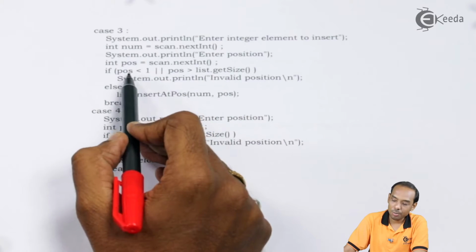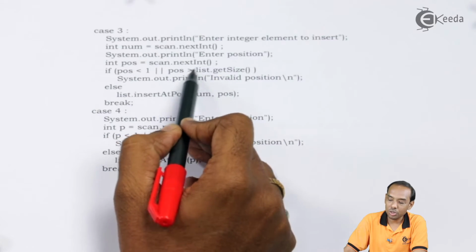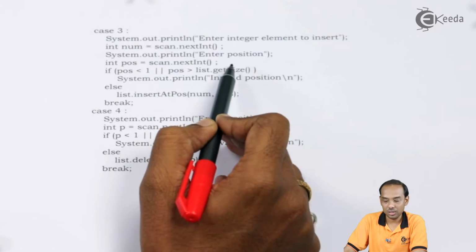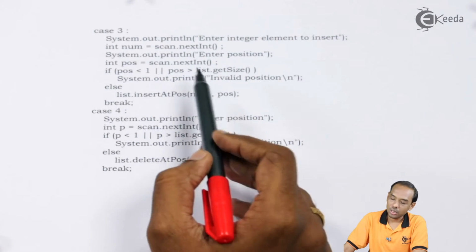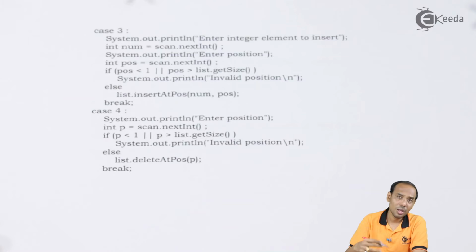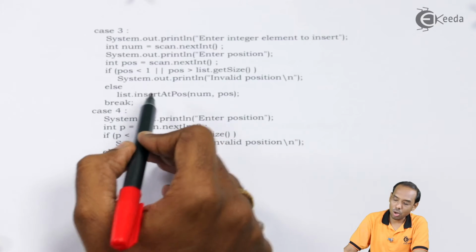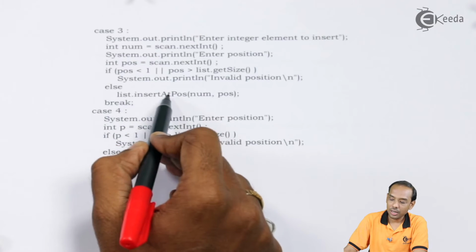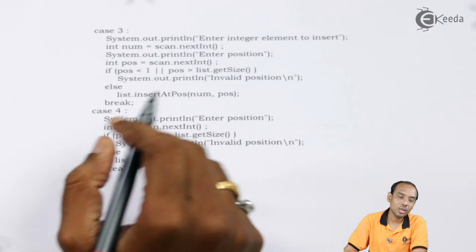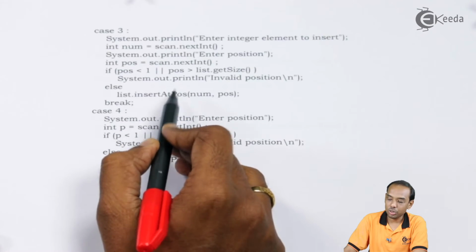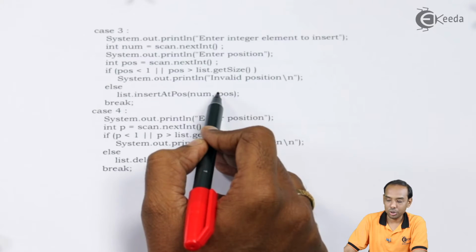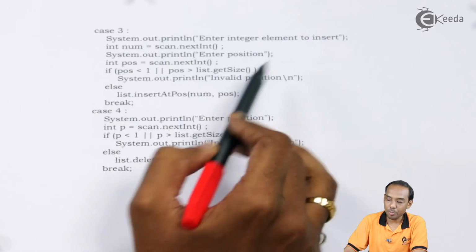So I need to check whether position is less than 1 or position is greater than list dot get size. Okay, if it is greater than size or if it is less than the start position, in that case it is an invalid position. If it is not, then I will be calling the method list dot insert at position, with the number and your position. Clear? This is a very important case.